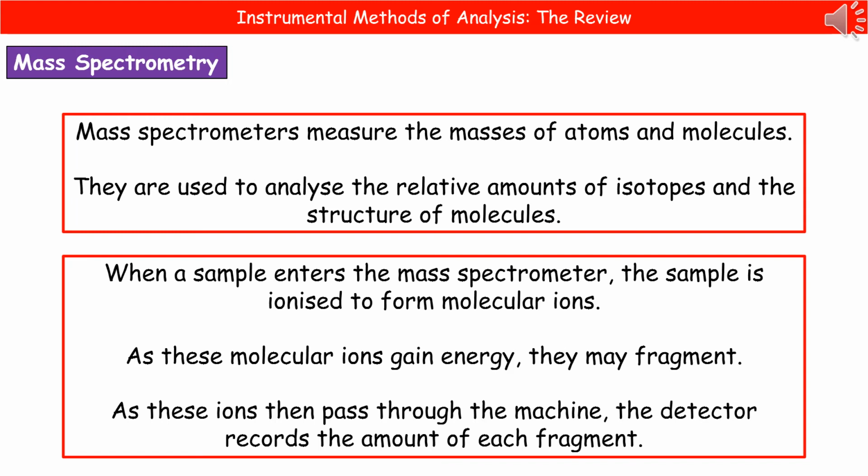So the way we actually do this then is when the sample enters the mass spec, the sample is then ionised to form things called molecular ions. As those molecular ions gain energy, they fragment, so they break up. So what we actually find is as those ions then pass through the machine, our detector is going to record the amount of each of those fragments that we've now made.